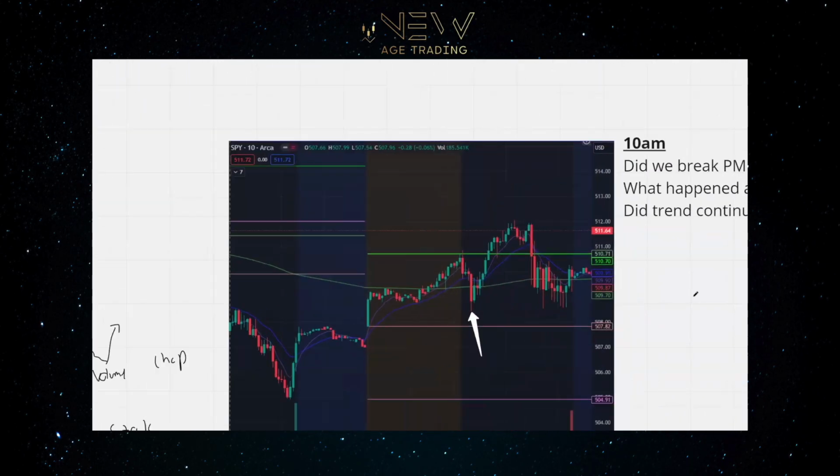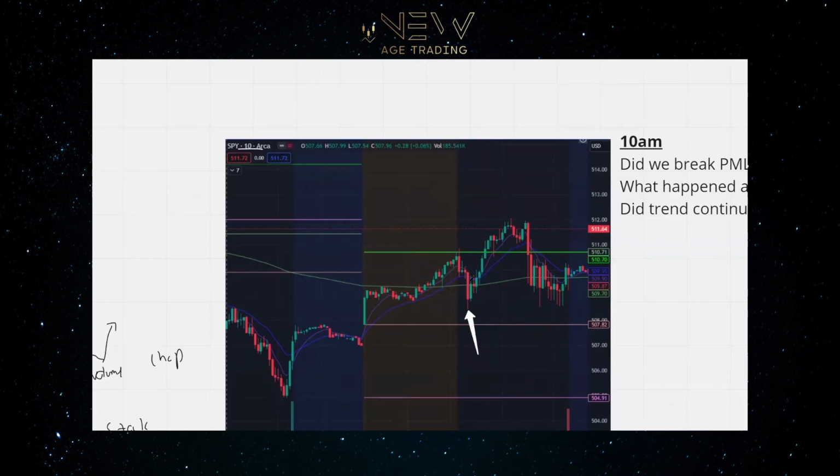Here's an example at 10 a.m. So 10 a.m. comes down. Let me switch to white so you can see on the charts. Remember, the time frame's always in the top for anyone who asks. So 10 a.m. What happens? Did we break the pre-market low? Nope. What happens? All the shorts got jammed out.